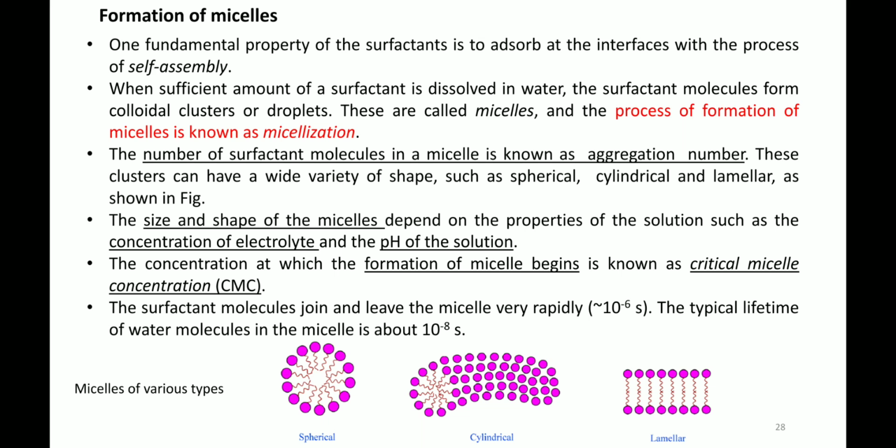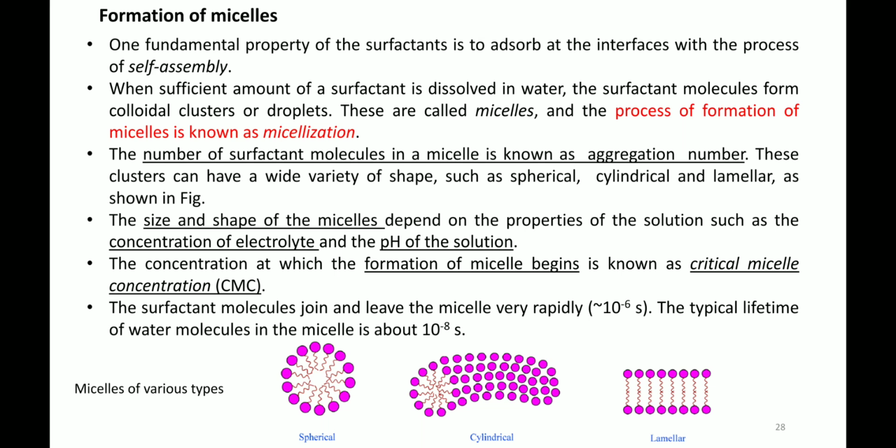The number of surfactant molecules in a micelle is known as aggregation number. How many surfactant molecules are present in a micelle? Basically, it also depends upon the size of the micelle, what is the diameter of the micelle, or the structure of the micelle. So that number of surfactant molecules is called aggregation number.